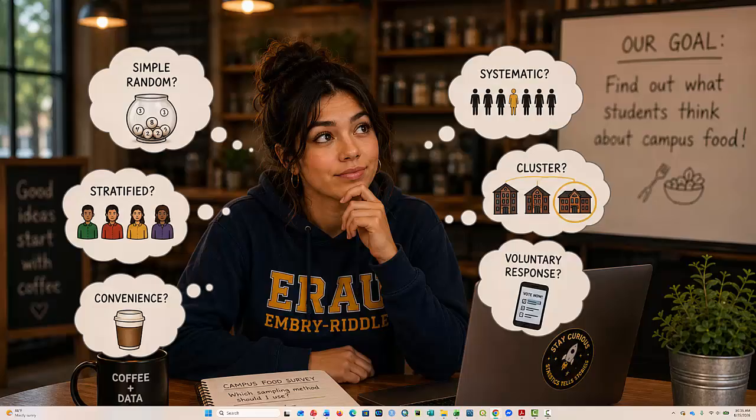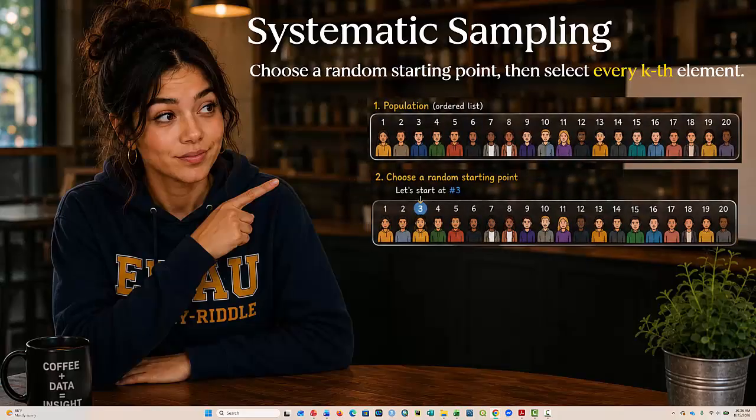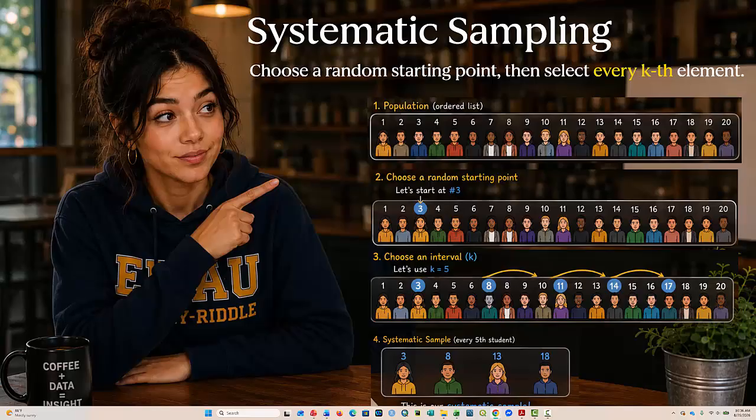Which sampling method you use depends on a lot of factors, including the study design, availability of participants, and your particular research question. The methods we'll discuss are systematic, stratified, cluster, convenience, and voluntary response. In a systematic sample, we start with an ordered list. Then choose a random starting point. Next, choose an interval. For example, every 5th person. This is our sample.